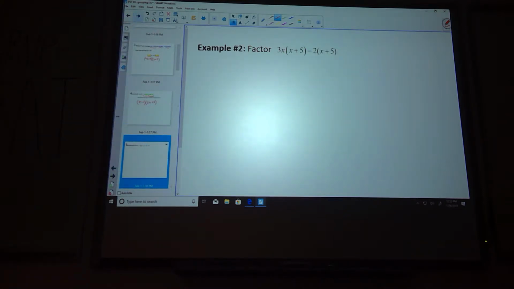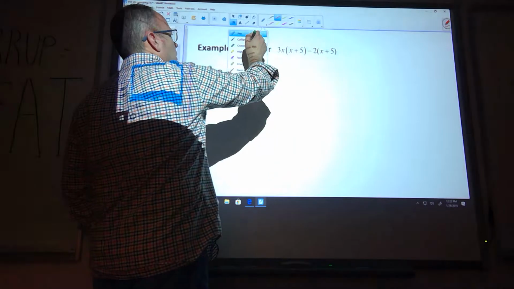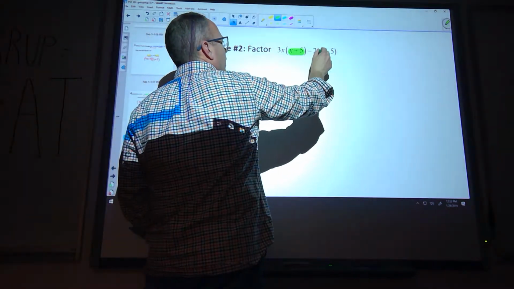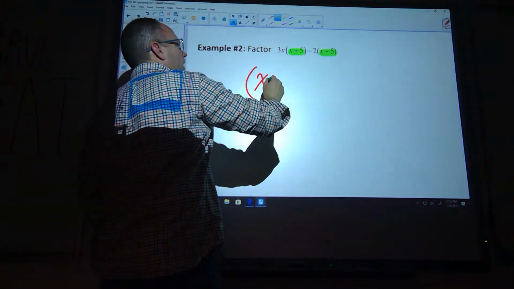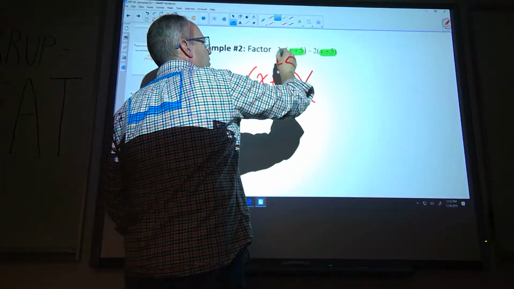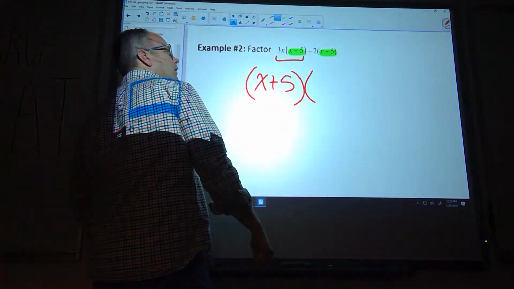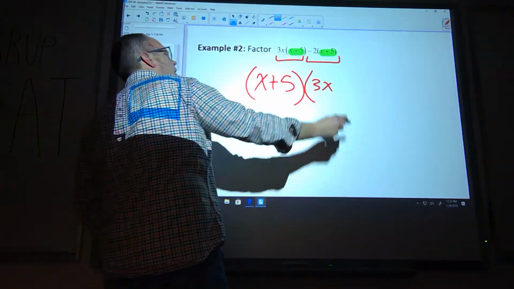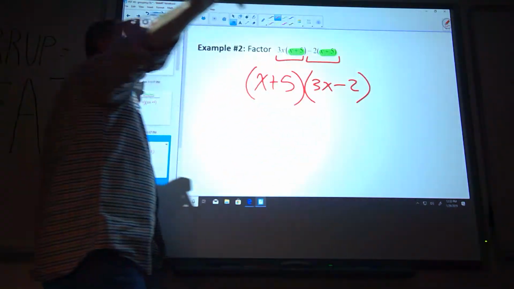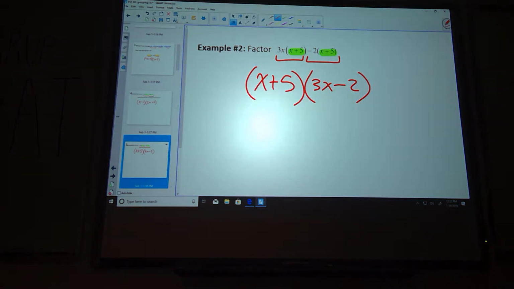What do I have in common between those terms? x plus 5. Everyone comfortable with that? An x plus 5 here and an x plus 5 here. All right, so if I factor x plus 5 out of here, what do I have left? 3x. And if I factor it out of here, what do I have left? Minus 2. Thank you for carrying the negative. Good job. That is all done.